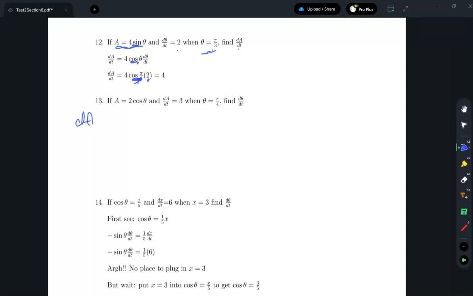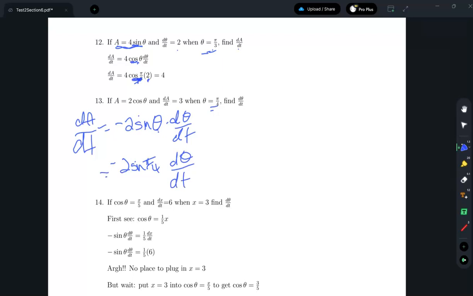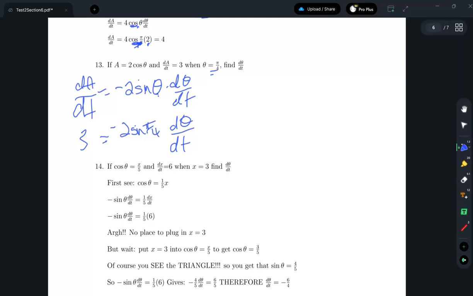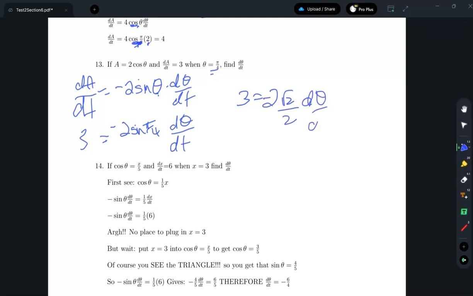So if I want to take the derivative, dA over dt, this would give me a -2 sine of theta times a d theta over dt. So I'm going to put in the angle pi over 4. I'm just going to go slow here so you can see what I'm doing. I'm trying to find the d theta over dt, so I leave that there. And the dA over dt is 3. So I'd have a 3 equaling, you know that sine of pi over 4 is root 2 over 2, so I'd have a root 2 over 2 times this d theta over dt.